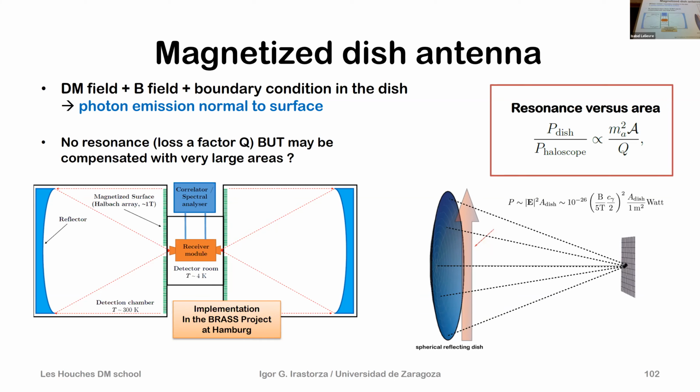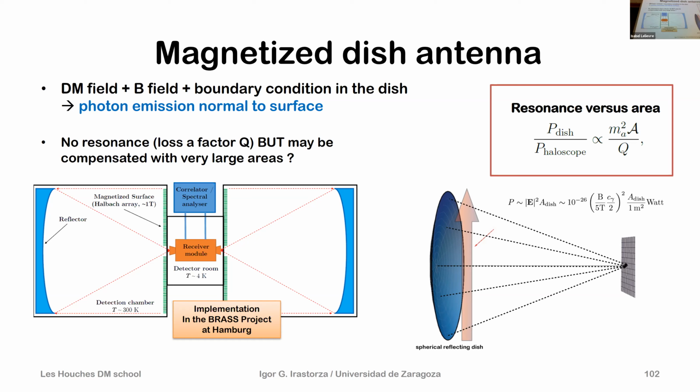But one could, in principle, compensate for the absence of this amplification by using an extremely large area. Somehow you have here the correspondence between area of emission and Q factor that they use. So how do you go from the power from a single dish to a haloscope with a resonance? Even with this trick, you need to go to areas which are probably unrealistic, something of the order of 100 square meters.